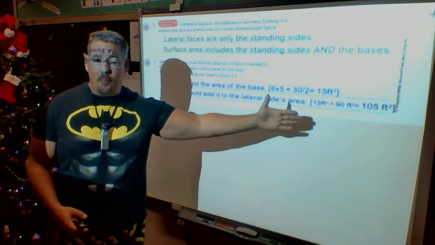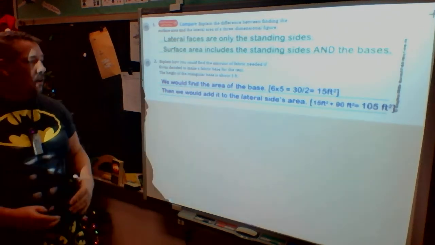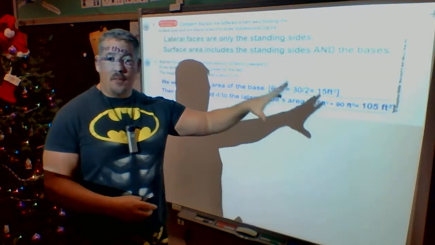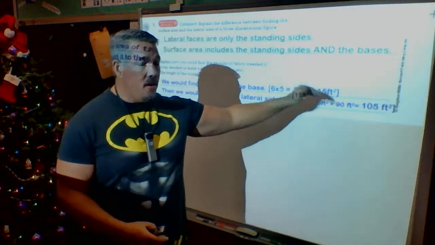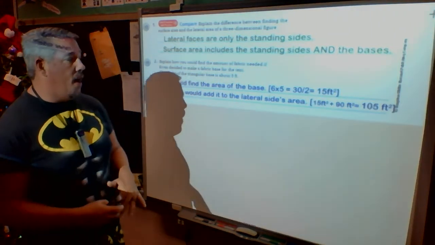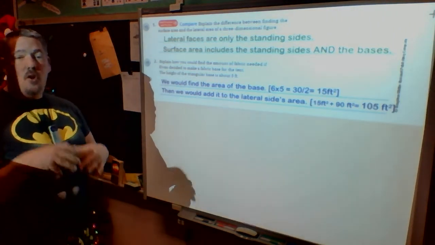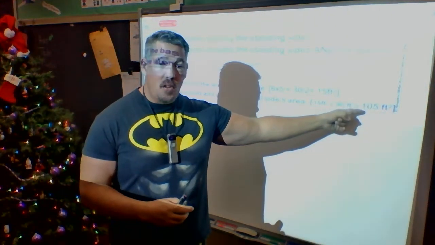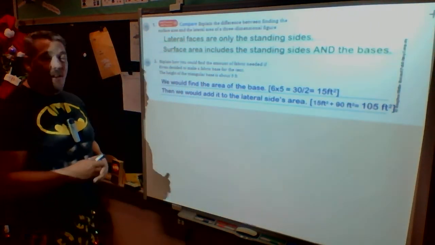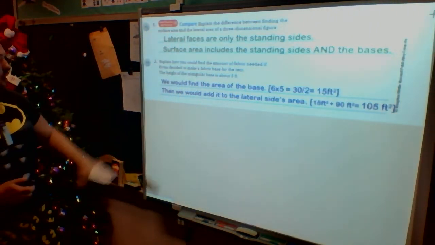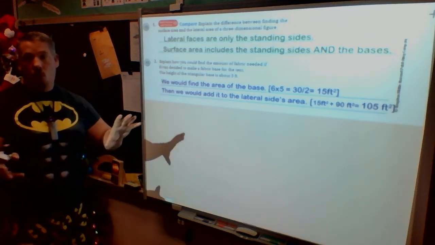You also don't have to have that problem, but if you want to, you can. So you would take your base, which was the 15 square feet, and add it to the 90 square feet, which you had for the lateral faces. So you know the area of your tent would be a total surface area of 105 square feet. You just need to have those 2 sentences is what I need from you.